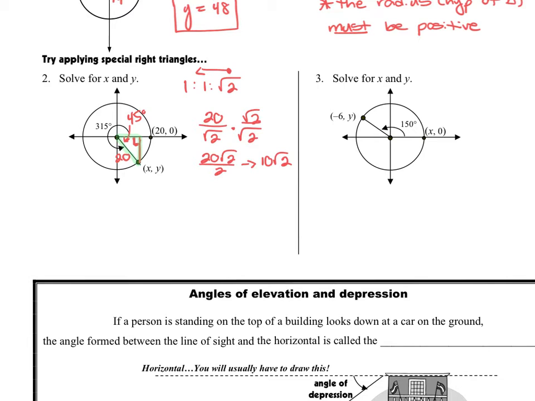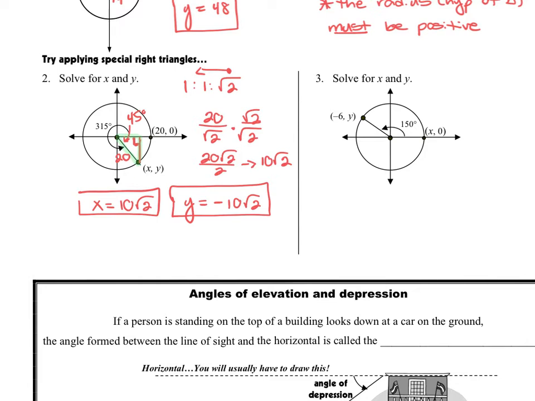Now that I have my two numbers, 10 radical 2 for both of them, I need to decide which one should be positive and which should be negative. So when I look at this x and y, to get to this point, I would go over a positive amount and down a negative amount. So I'm going to say x is a positive 10 radical 2, but y is going to be a negative 10 radical 2.